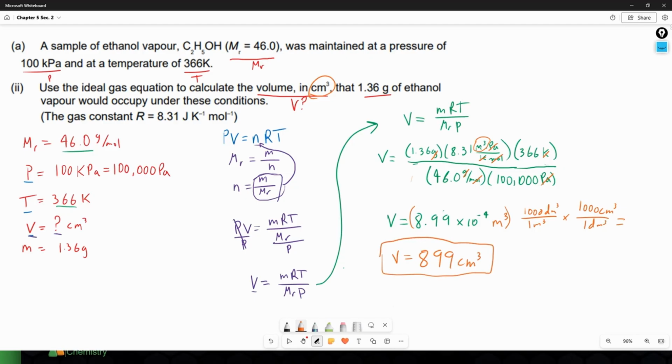Again, just to show you how important following up on all of these units is when we're doing ideal gas calculations. Because without those units, we would not be able to understand that this answer here is in meters cubed, and so needs to be converted to centimeters cubed to give you the correct answer.